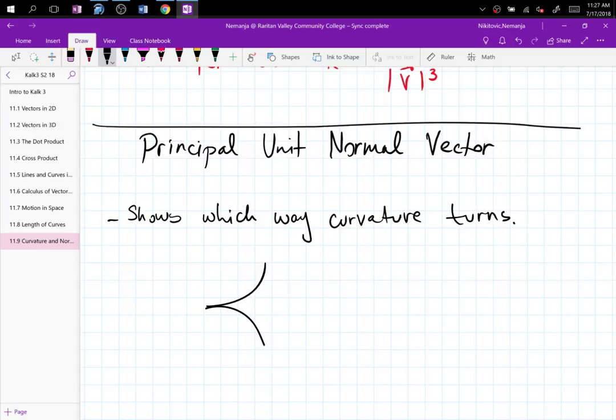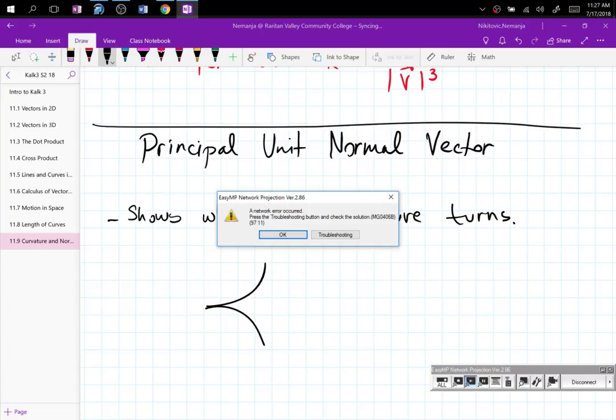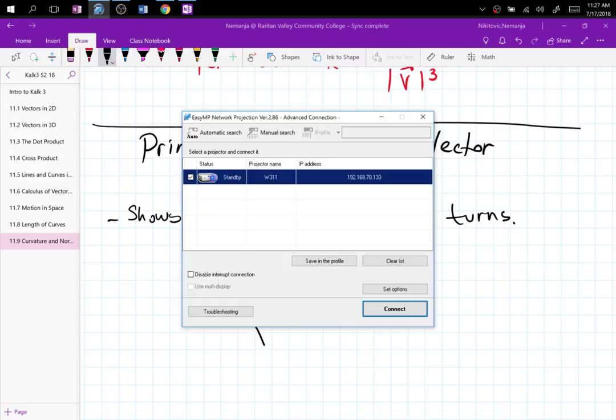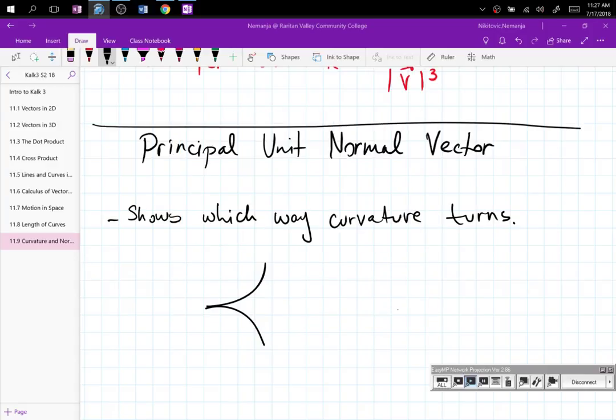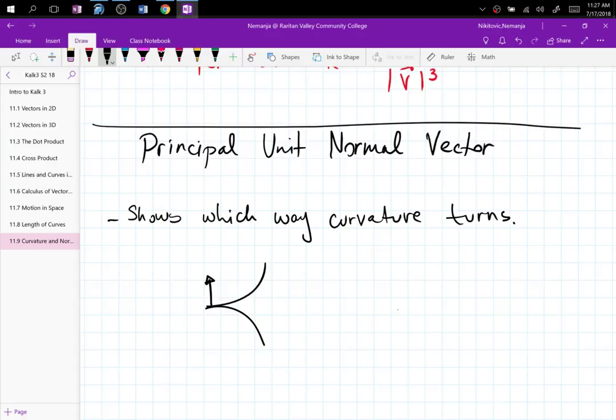Unit normal vector will point either up or down. Okay, it just crashed. Let's see if it works. So for curvature K1, we're going to have the unit normal vector N1, and for curvature K2, we'll have the unit normal vector N2.